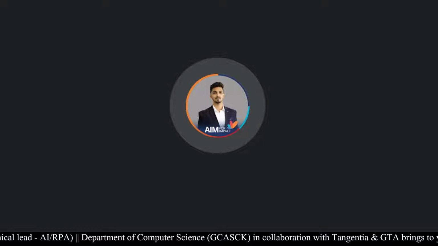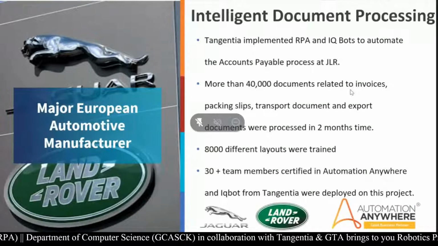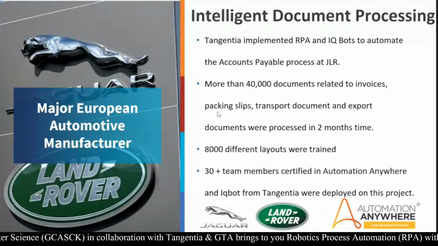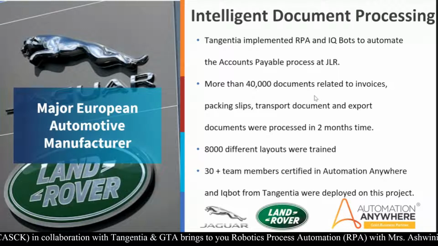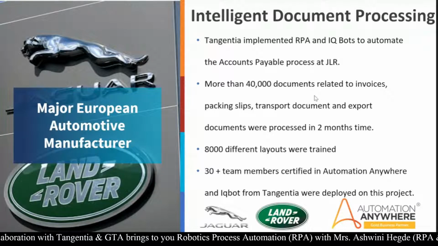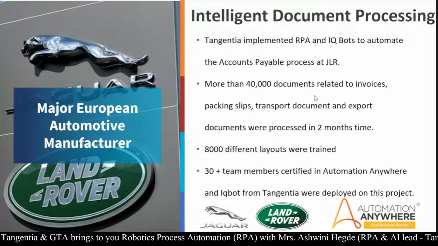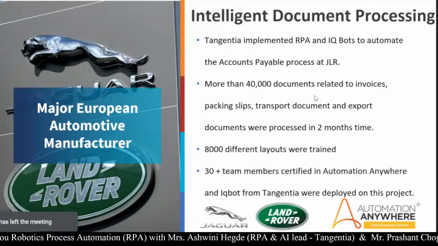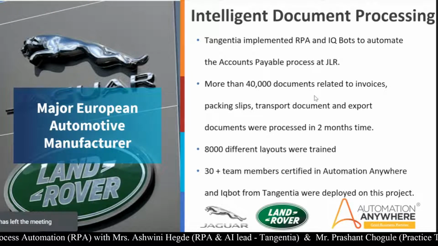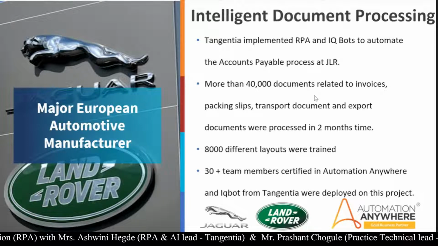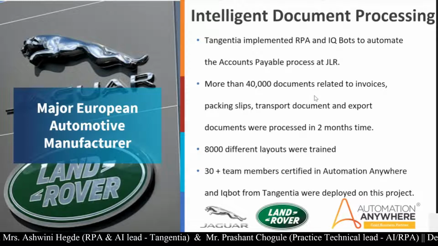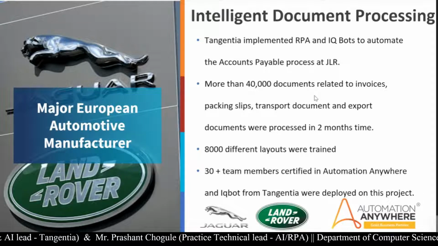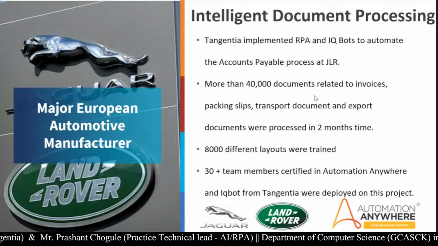Okay, so what kind of documents here? Again, invoices, transport documents, export documents, packing slips. These are all the documents related to the invoice, and they need to be processed. When I say processed, it means the data from the invoice or the document has to be read and put into their SAP. So imagine if I have to do it, or if you have to do it, then we'll see the copy of the invoice and then we'll have to type this information into SAP.